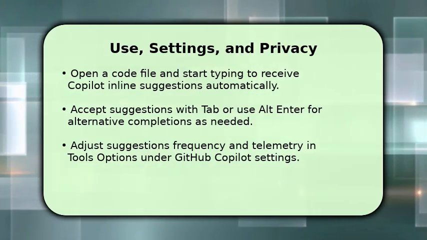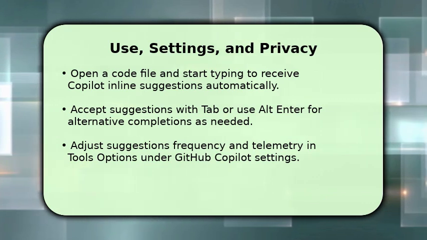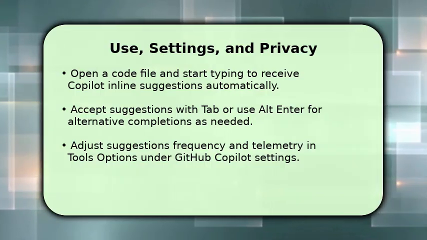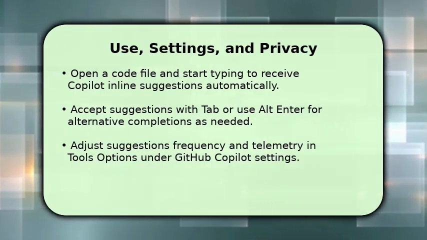Adjust suggestions frequency and telemetry in Tools options under GitHub Copilot settings. Disable telemetry or limit context if you need stricter privacy controls for code.